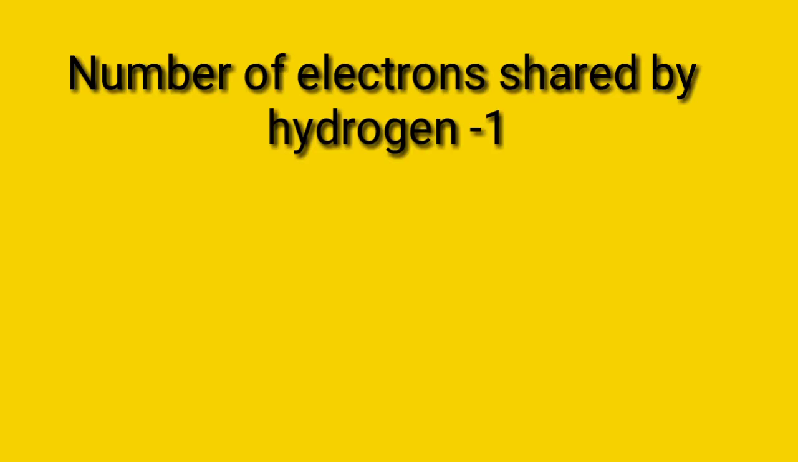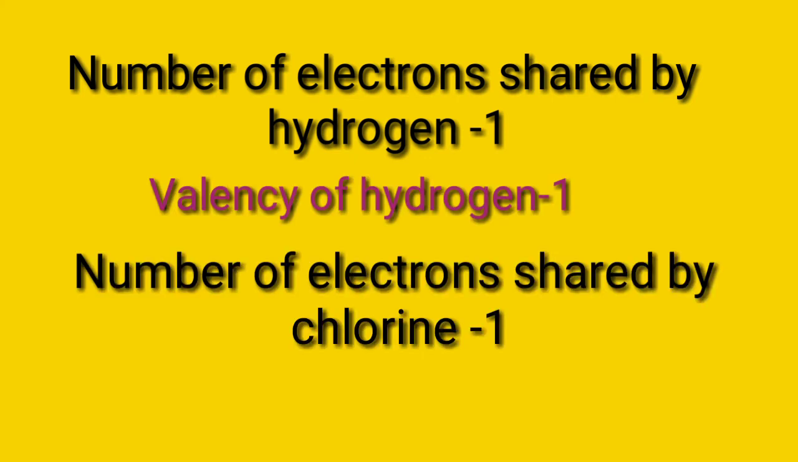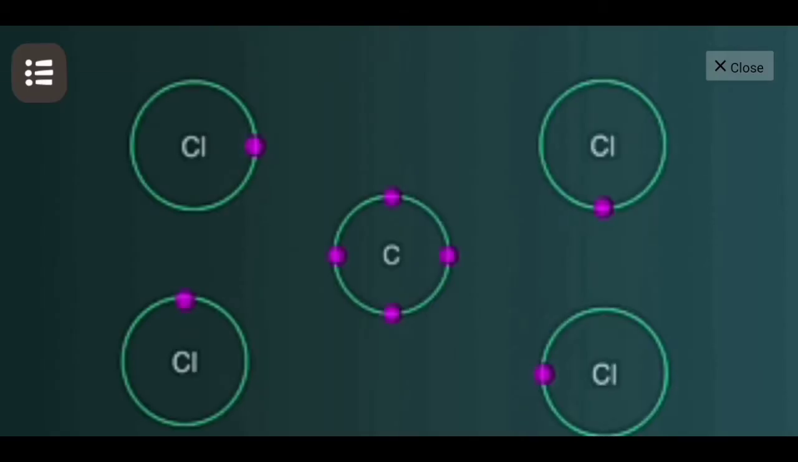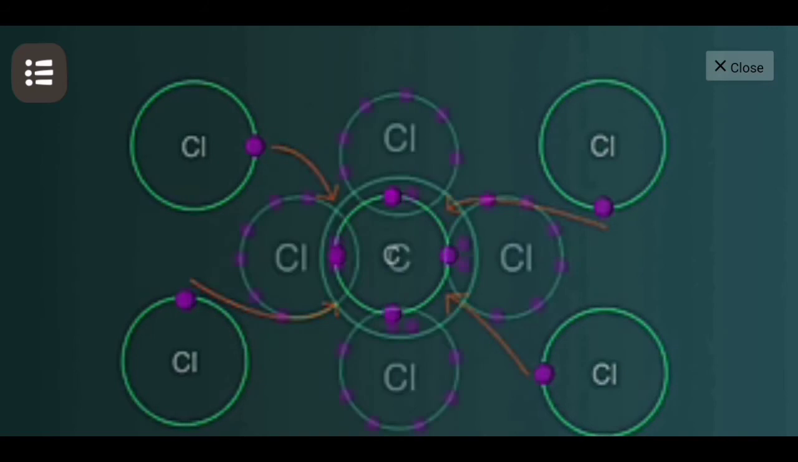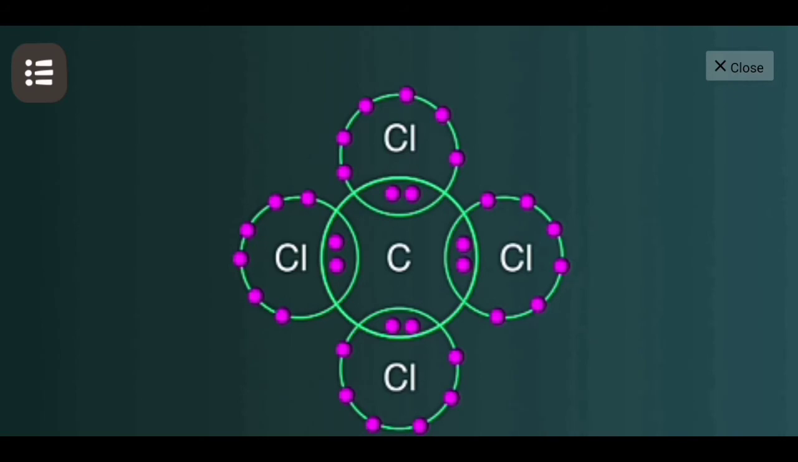Here, the number of electrons shared by hydrogen is 1. So the valency of hydrogen is 1. The number of electrons shared by chlorine is 1. So the valency of chlorine is 1. In the formation of carbon tetrachloride, a pair of electrons is shared between a carbon atom and a chlorine atom. In other words, one pair of electrons is shared between a carbon atom and each of 4 chlorine atoms.